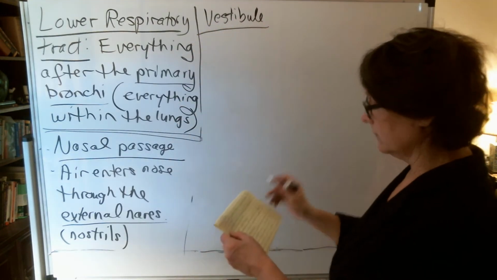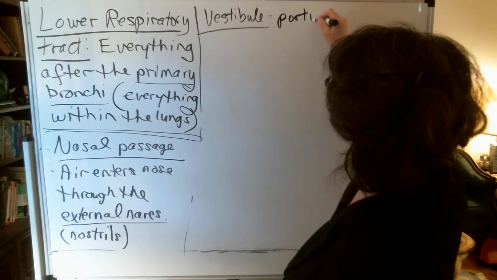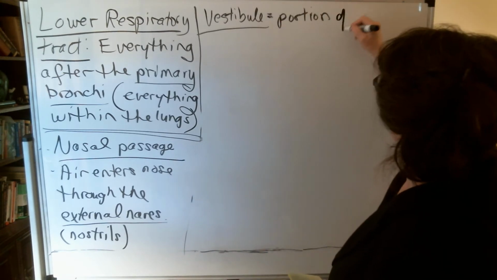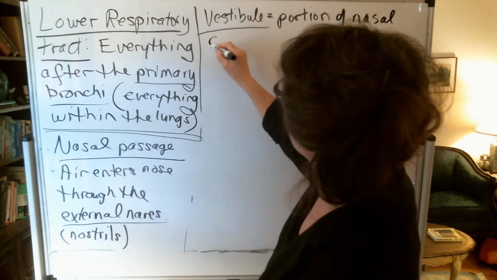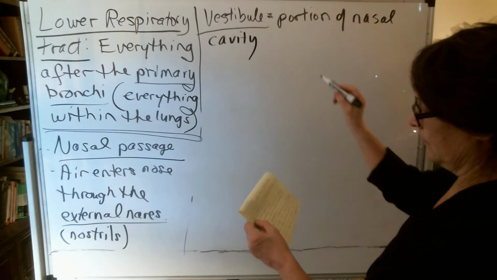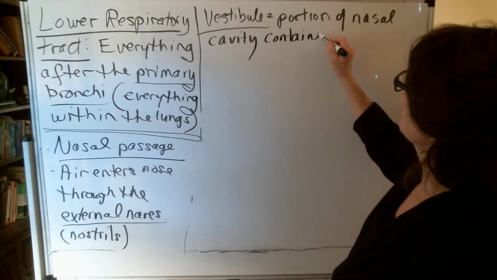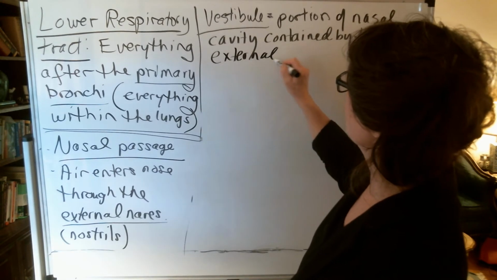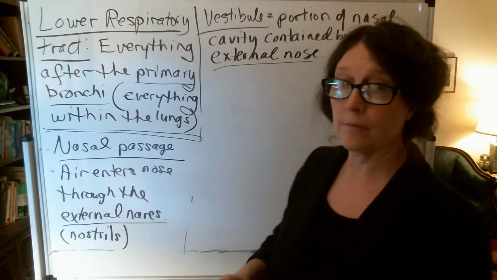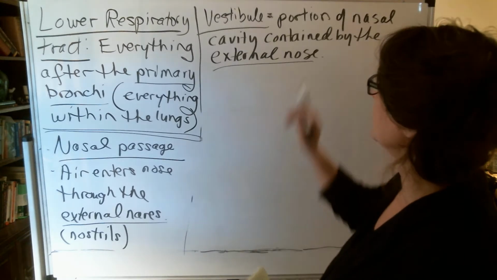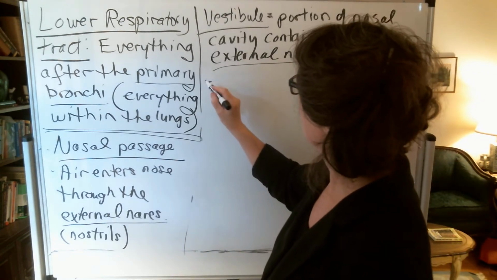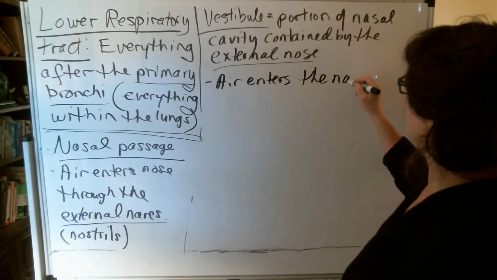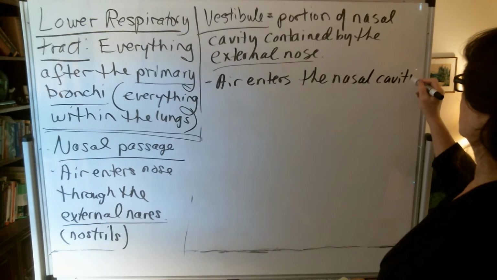The vestibule, then, is the portion of the nasal cavity contained by the external nose. So basically this inside there then is the vestibule. So the air enters the nasal cavity.